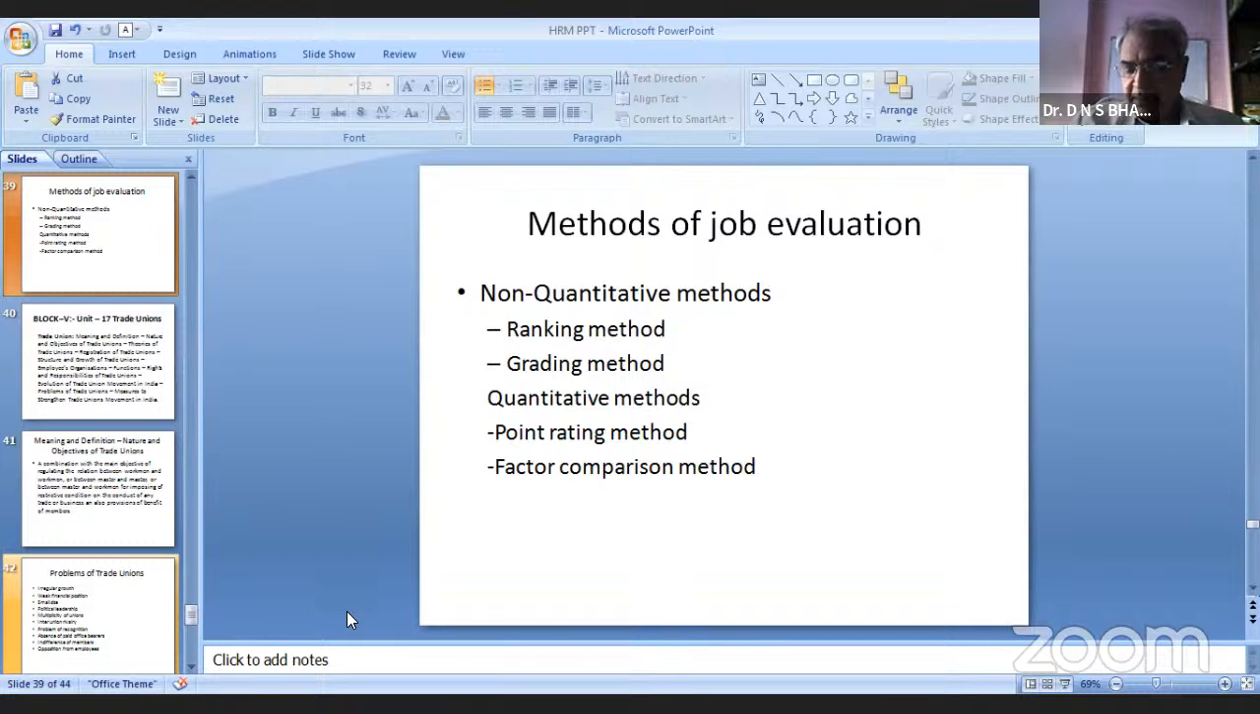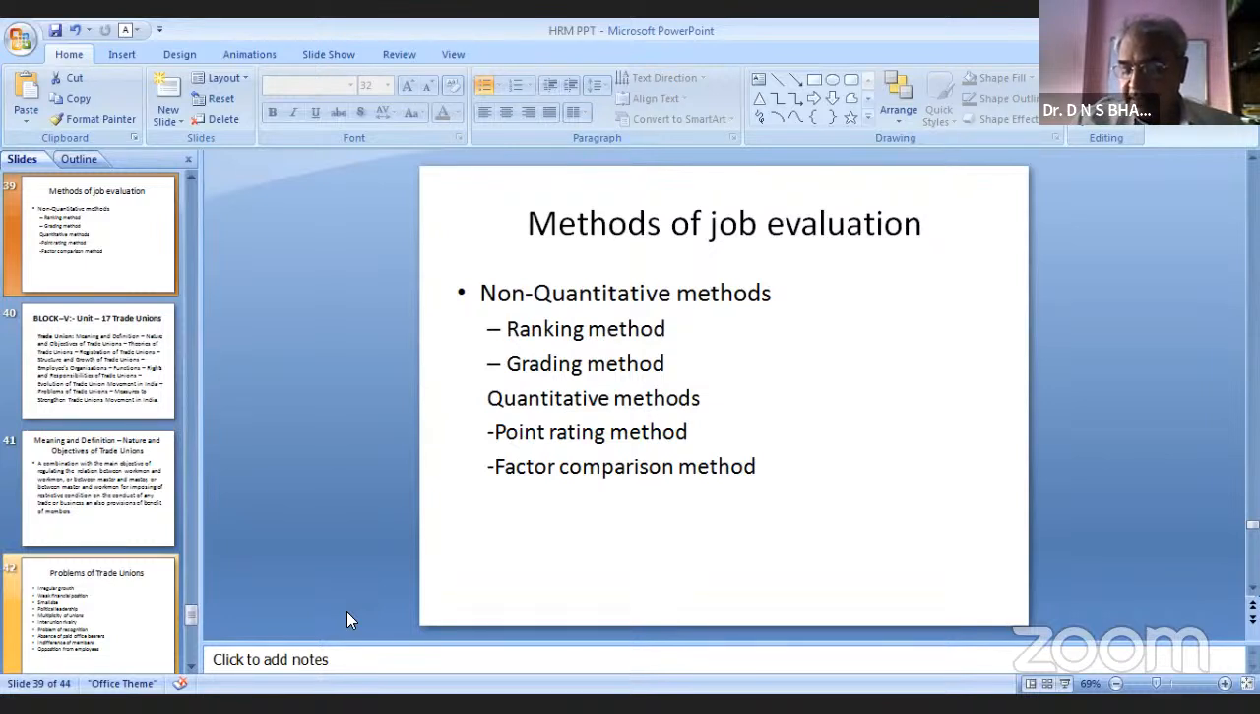In the case of the ranking method, we rank the jobs with one another, taking each job as a whole, and we arrange them in a sequential order. Which job is more important? Which job is next? Like that, we arrange the jobs in a sequence and then try to identify the job evaluation process on that.